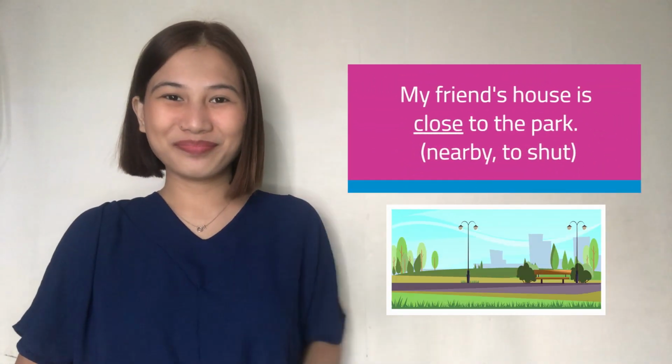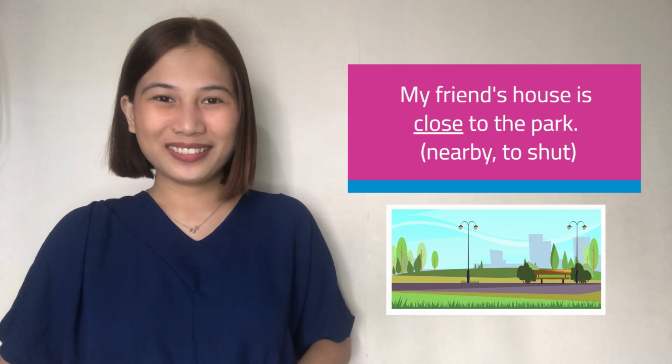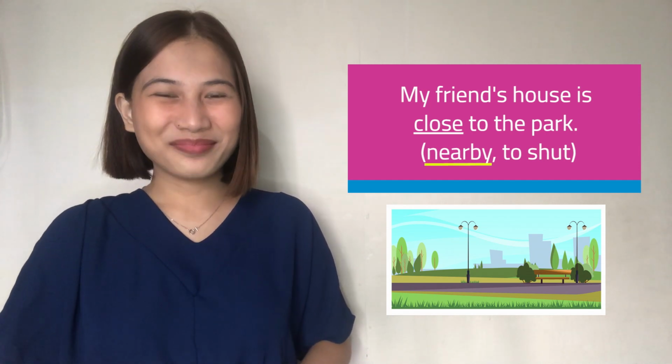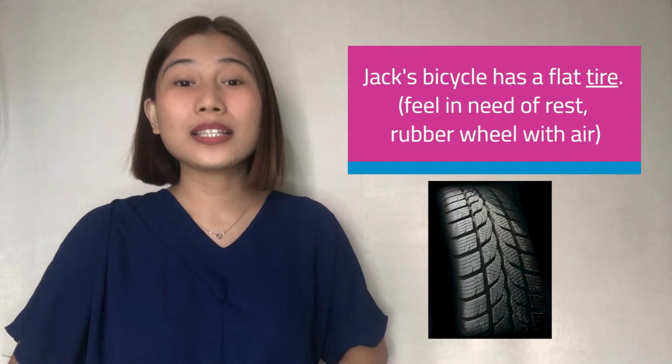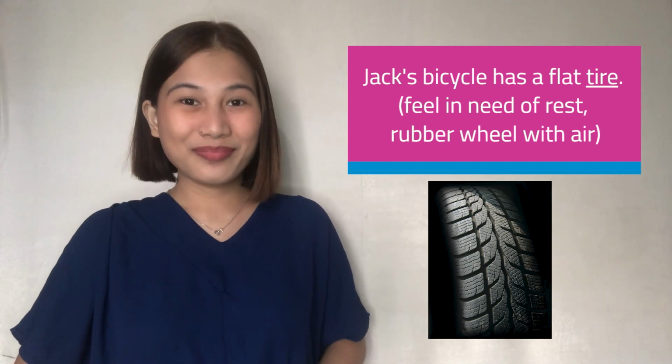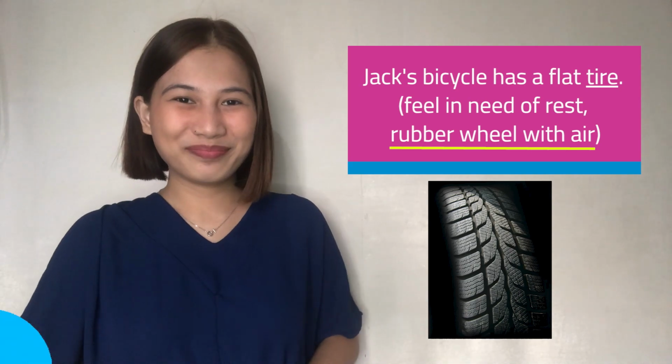Number 3. My friend's house is close to the park. Answer. Nearby. And last number. Jack's bicycle has a flat tire. Answer. Rubber wheel with air.